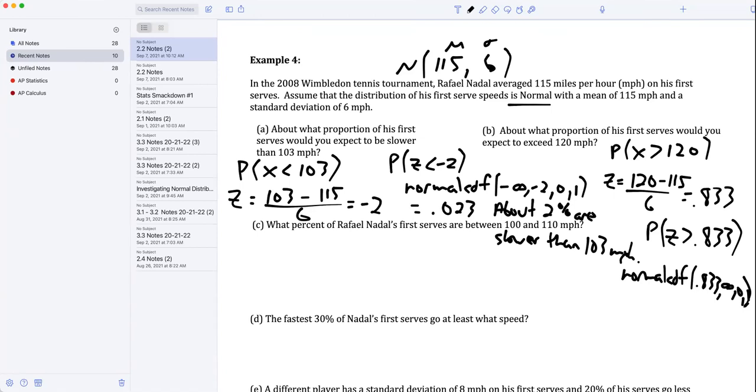Kind of ran out of room there. So take your calculator and put that into normal CDF. Somebody help me out. What'd you get? 0.202. So I'm going to say about 20% will exceed 120 miles per hour.